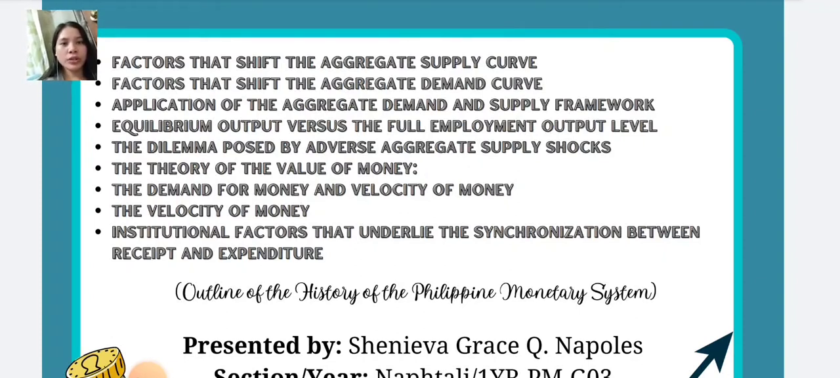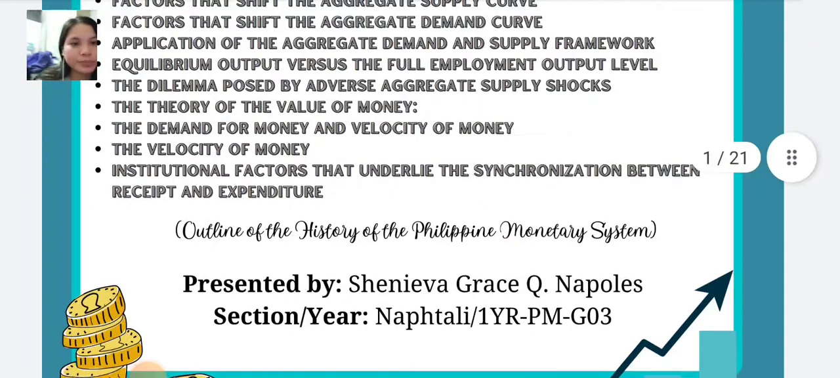So, the following I'm going to discuss: the factors that shift the aggregate supply curve, the factors that shift the aggregate demand curve, application of the aggregate demand and supply framework, equilibrium output versus the full employment output level, the dilemma posed by adverse aggregate supply shocks, the theory of the value of money, the demand for money and velocity of money, and last one, the institutional factors that underlie the synchronization between receipt and expenditure.